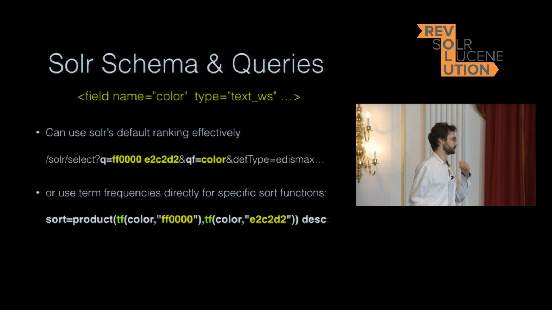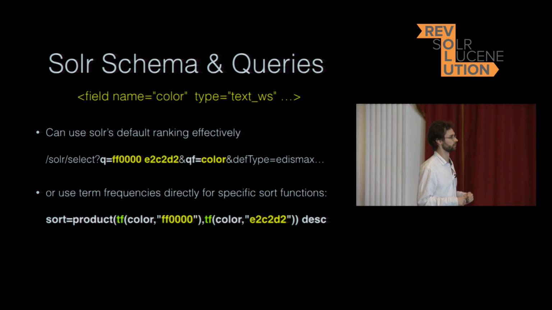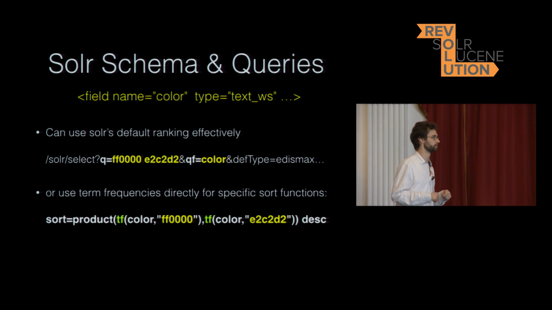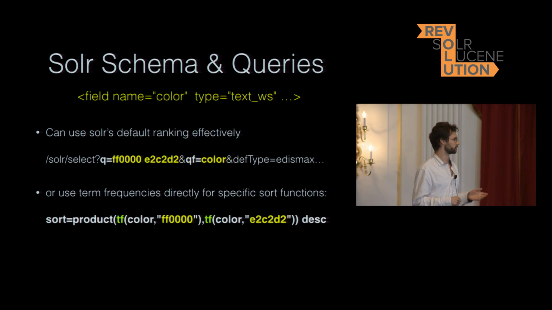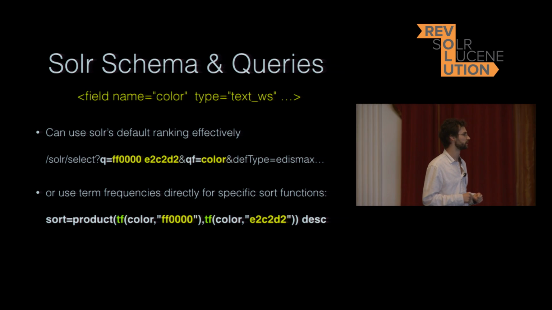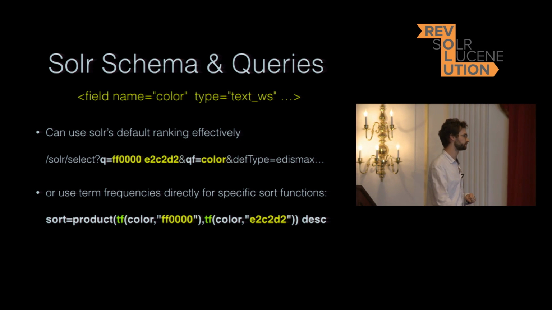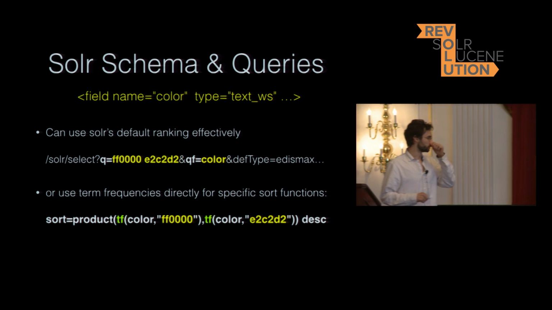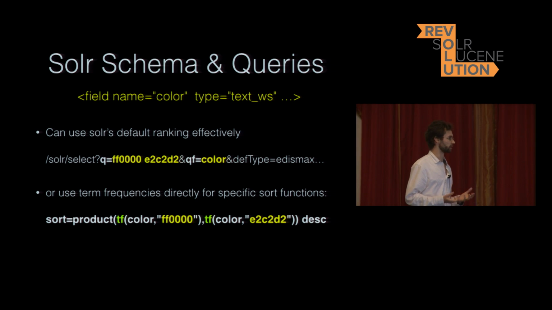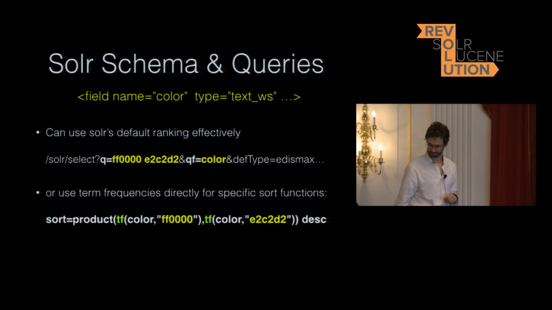So if you're setting this up in Solr, you can use a very basic field type. The default Solr build has a text_ws field type, which just tokenizes on white space. You don't have to do any stemming or other analysis on it. And you can even just use Solr's default ranking effectively here. So you just say q equals your colors, specify your field, et cetera, and you'll get some presentable results from that. If you want something more specific, you can also create your own sort functions by just accessing the color frequencies themselves, and that gives you some more control over the actual results.